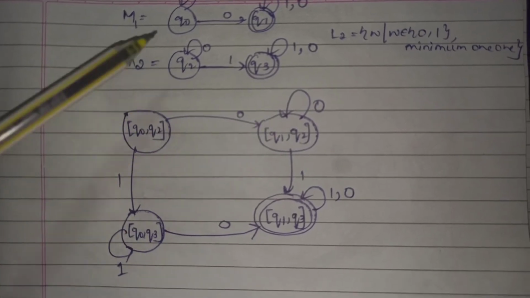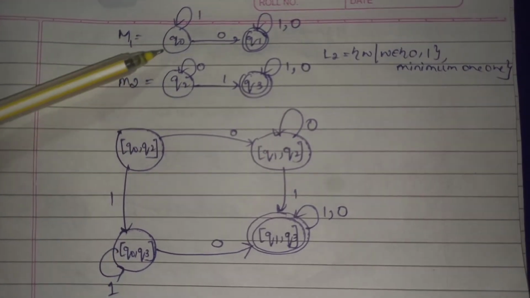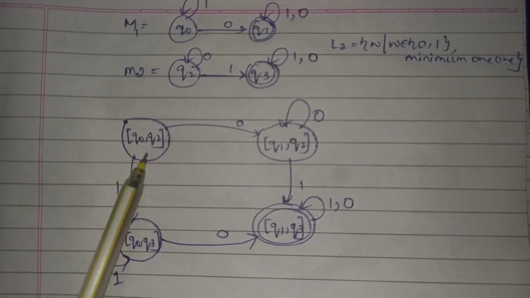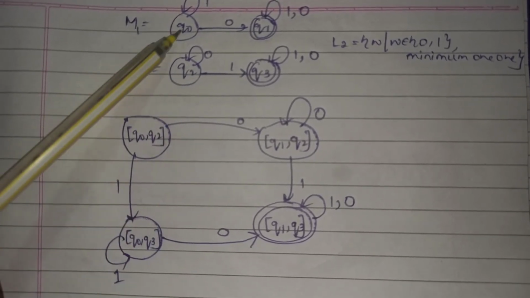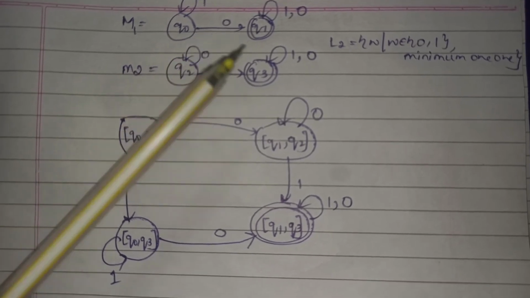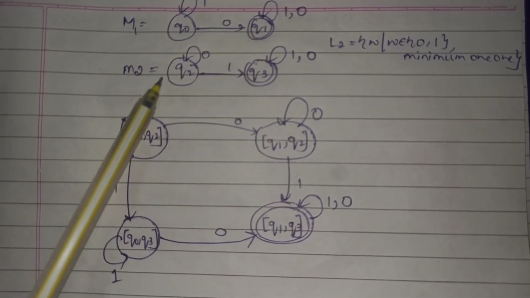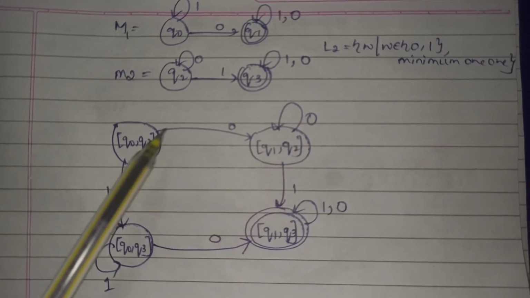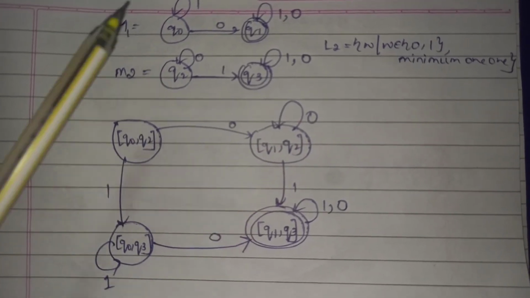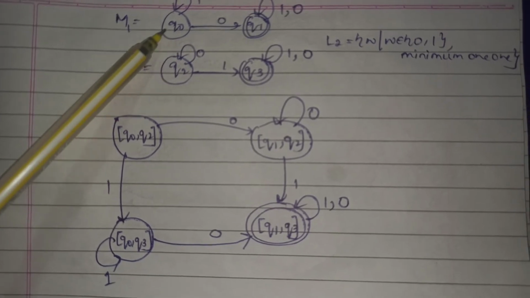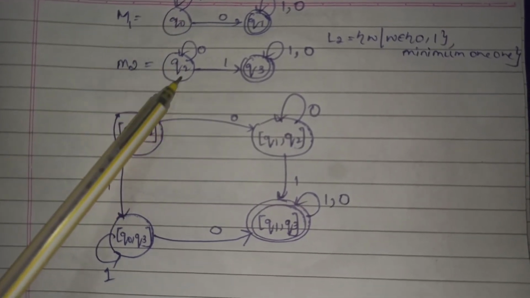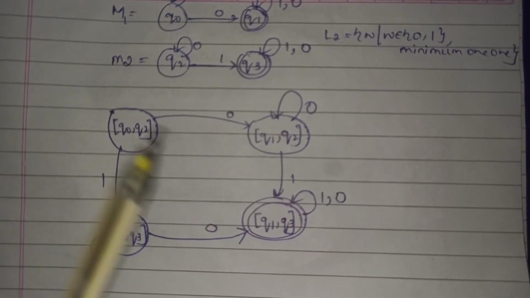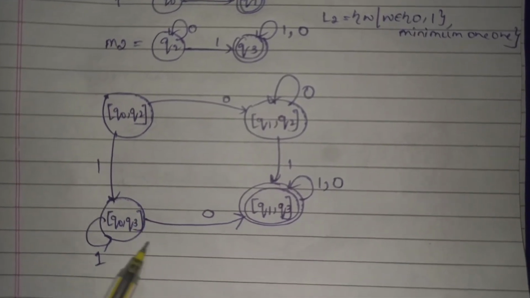For writing M3, you have to combine the start states, that is Q0 and Q2 here, and make it the start state here too. Then Q0 will have a 0 transition to Q1, and here it is Q2. So Q1 and Q2 will be a new state formed with a 0 transition. Now you will check for 1. For 1, for Q0 it is Q0 only, and for Q2 it is Q3. So Q0 and Q3 will create a new state.